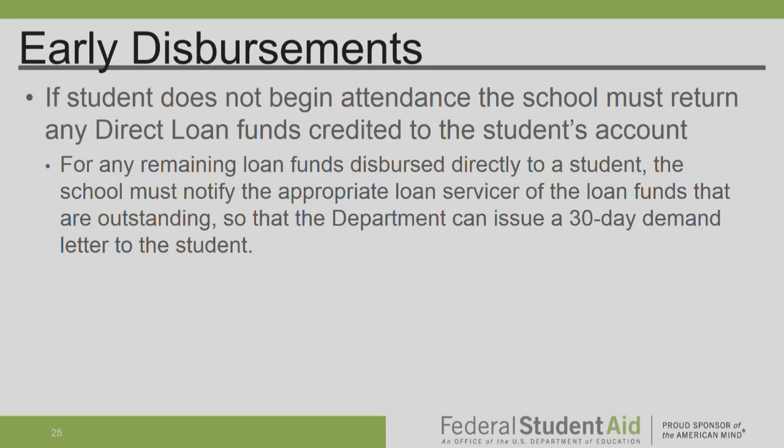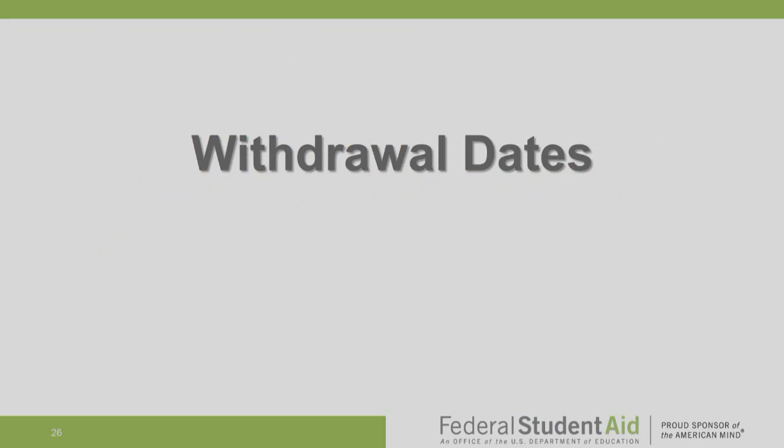Maybe those allowable charges that you're entitled to receive. Well, I'm going to return those back because my student didn't begin attendance. For any remaining loan funds, such as a credit balance that may have been dispersed to the student, the school must notify the appropriate loan servicer because what? They're not eligible for this money. They don't get to pay in accordance with the terms and conditions of the loan. They didn't earn a dime of it. You got it? Not eligible. Okay? It's really that simple. Direct loans are that simple, okay?